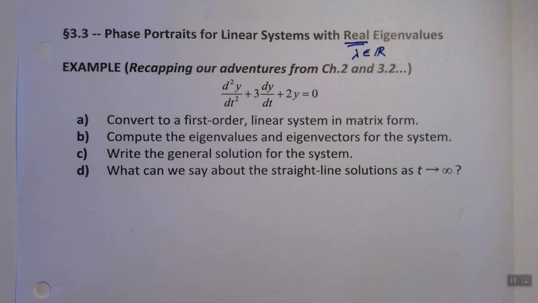Now, as we talked about in class before break, it's possible to have eigenvalues that are not real numbers, because you could have solutions to your characteristic polynomial that are complex numbers. So we're going to get to those in the next section, but this section deals only with real eigenvalues.